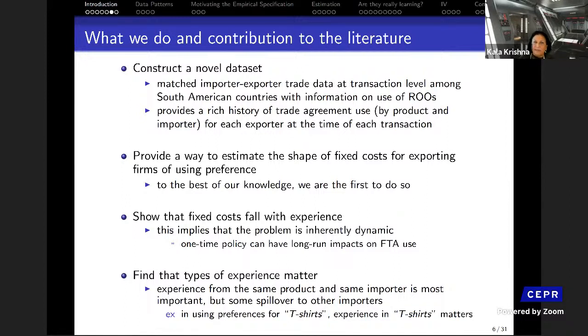And from that, we back out which kind of experience is more important, which is less important. We show very clearly that fixed costs fall with experience. Now, this is interesting because that means that the problem we've been treating as static, it's universally treated as static, is actually dynamic. And when it's dynamic, then the policy angle changes very much.